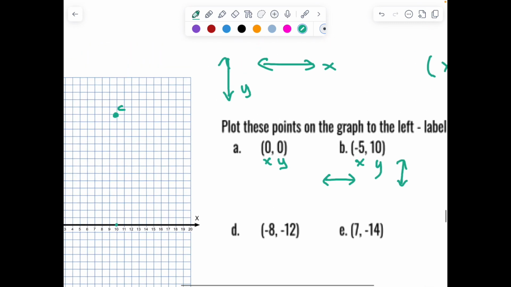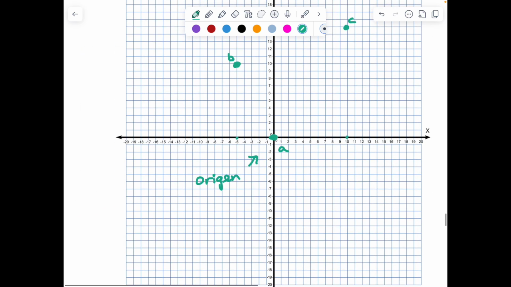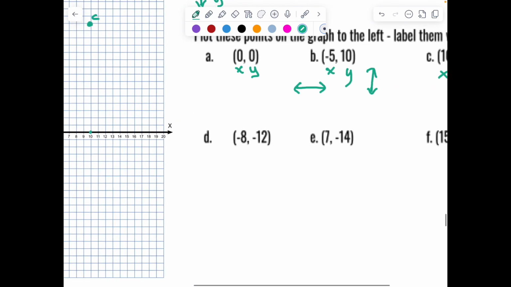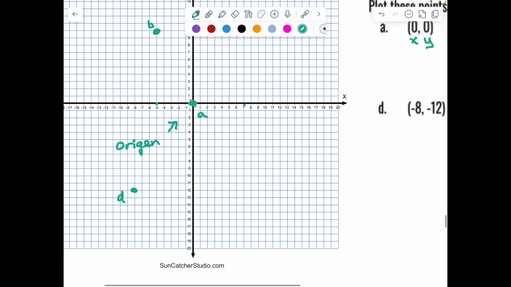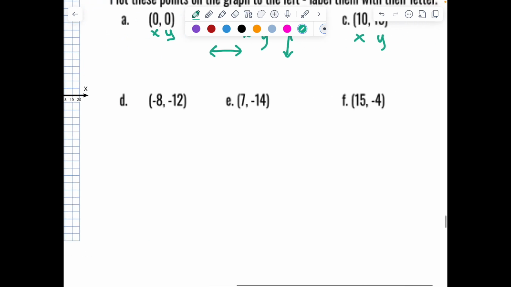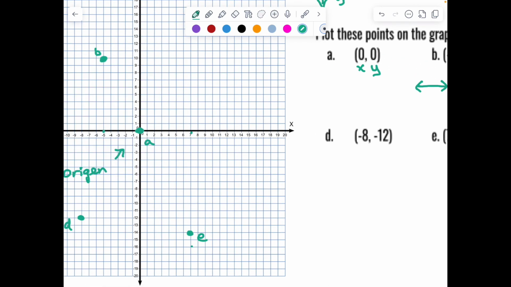Okay, (-8, -12) for D, so we're going to go over to -8, and then -12 is going to be down here. Oops, it's -11. There we go, that is point D. (7, -14). So 7, and then -14, all the way down here. Okay, that's point E. And finally, one more, point F, (15, -4). 15's all the way over here, and then -4.